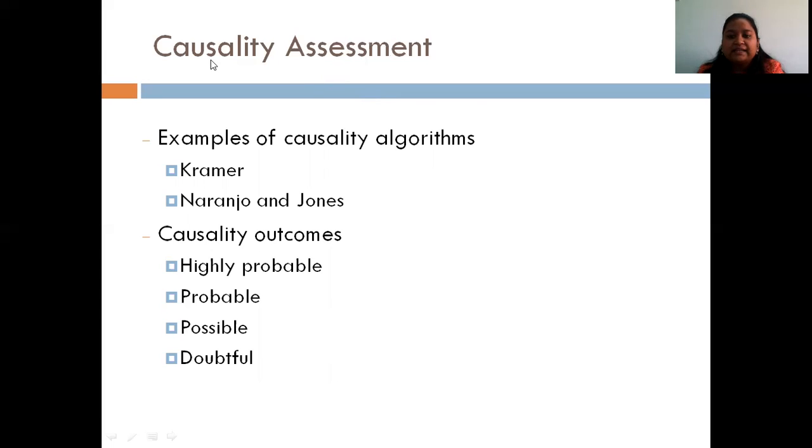So the causality assessment is proposed with scaling parameters. The scaling parameters are given by some other scientists, and the causality outcome is given as highly probable, possible, or doubtful that the ADR is related to the dose or the drug.